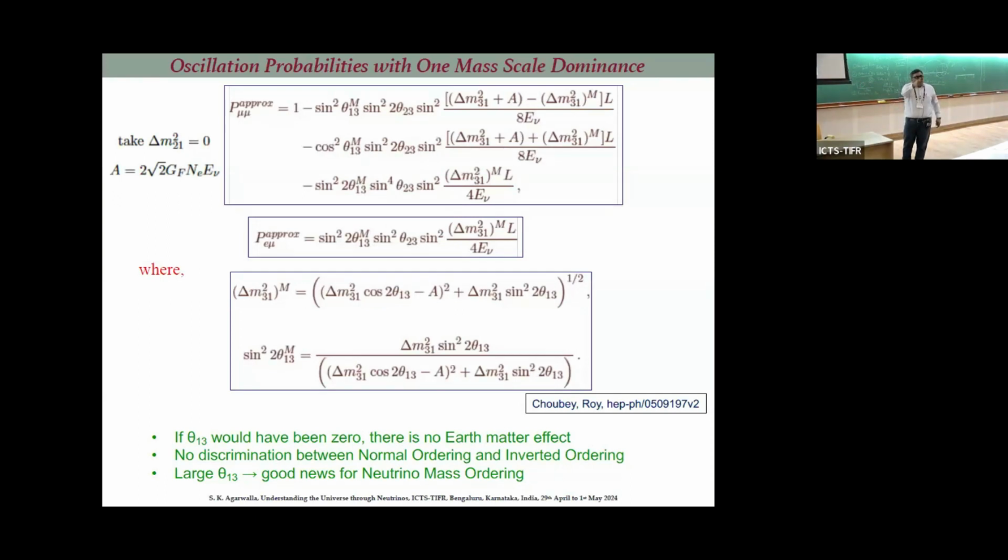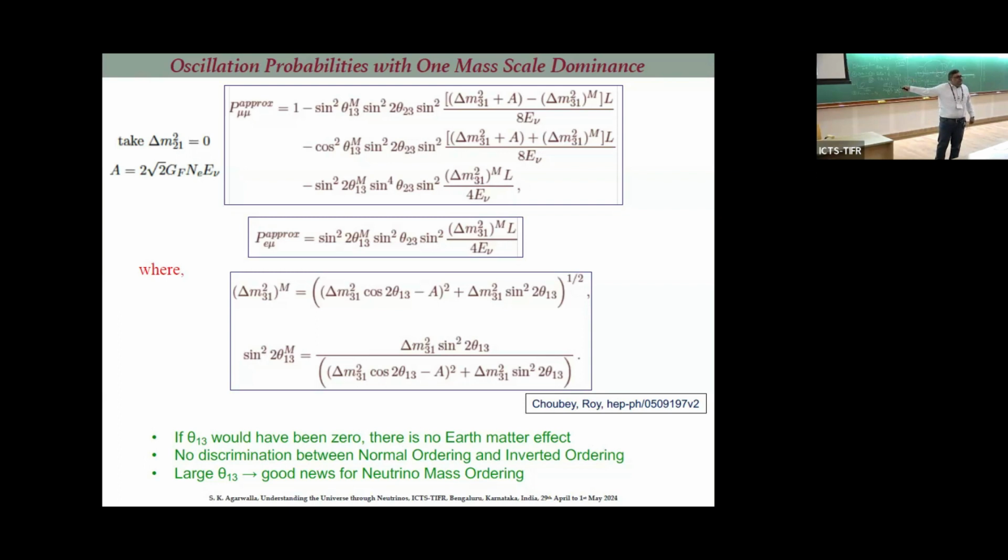Just take it, in front of me. Just see if theta 1,3 is 0. Okay? Sit straight and do that. If theta 1,3 is 0, what would happen? I have written: if theta 1,3 would have been 0, you will not be able to probe the sign of delta m square 31.